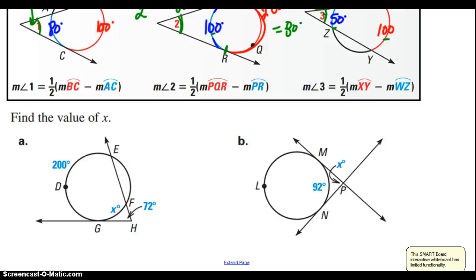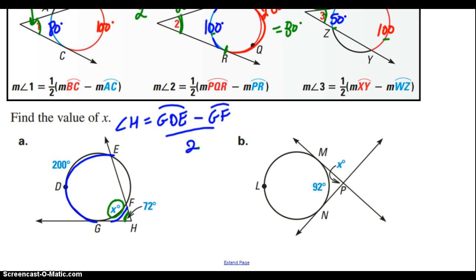Alright, let's take a look at A. For A, it's a little tricky because they give us this angle here and they want us to find the measure of that arc. Well, let's start by just writing down what we know. We know that angle H is going to have to equal arc GDE minus arc GF divided by 2. Now, if we plug the numbers in, we get 72 degrees equals 200 degrees minus x over 2.